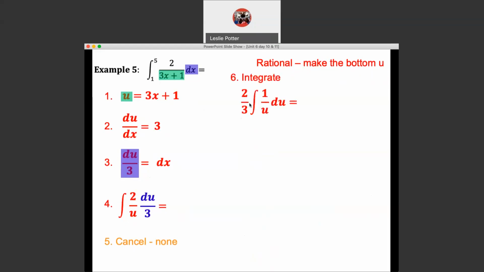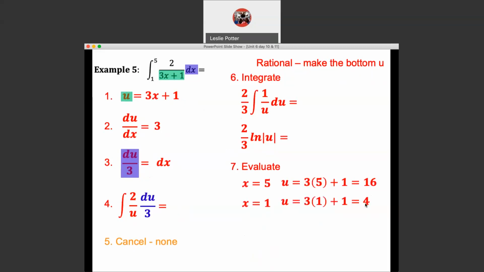So we are integrating 2/3 out front, 1 over u du, and we integrated this already in this note session. We know this is natural log of the absolute value of u. So this is 2/3 the natural log of the absolute value of u. And now we need to get our lower and upper bounds in terms of u. If x equals 5, I put 5 into here, I get 3 times 5 plus 1, which is 16. And if x is equal to 1, I put 1 into here, and we get 3 times 1 plus 1, which is 4. Right? 3 times 1 is 3, plus 1 is 4.